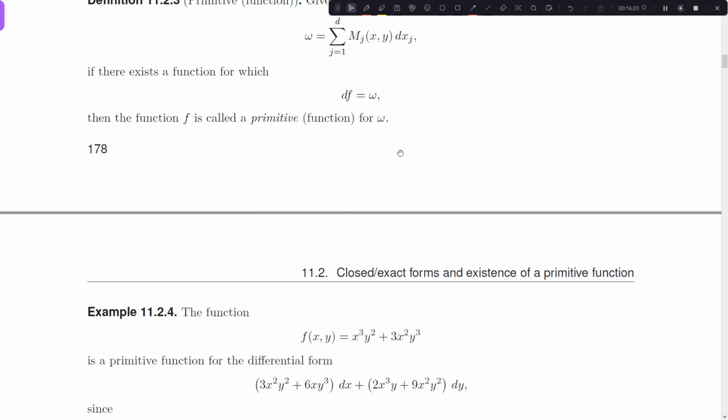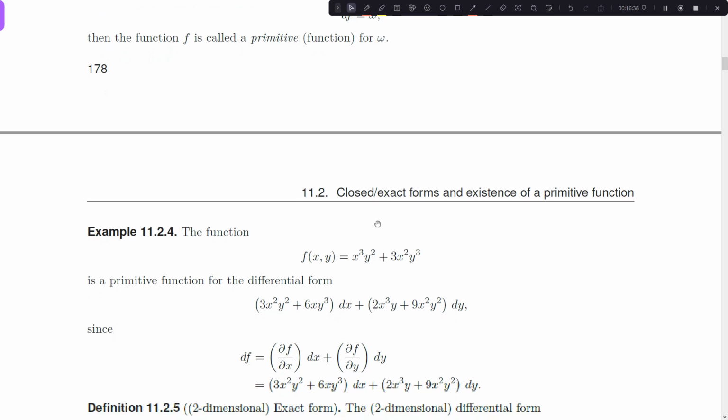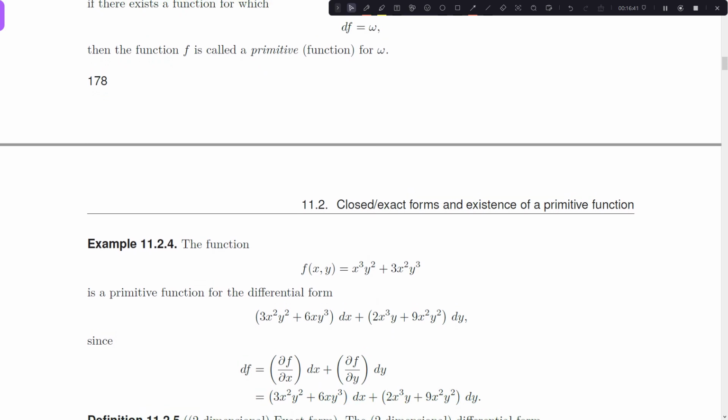So let's look at the following example. I say this function x cubed y squared plus 3x squared y cubed is a primitive for the differential form, and I give the following differential form right here. And we can find out that it is a primitive of that because we can compute the partials in x and in y and actually recover that differential form, right? But theoretically, suppose that existed in the first place, give this the name omega, right? If you give this entire piece the name omega, then do we necessarily know that omega is a differential form? We don't know that until we find a primitive, if that makes sense.